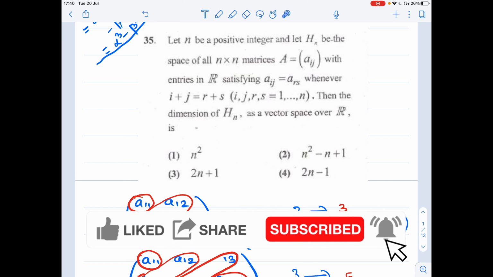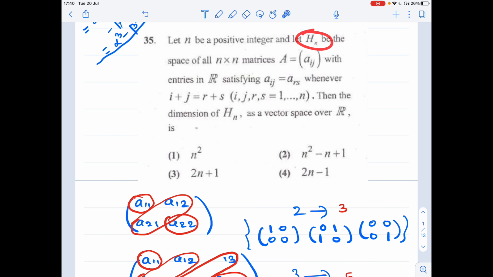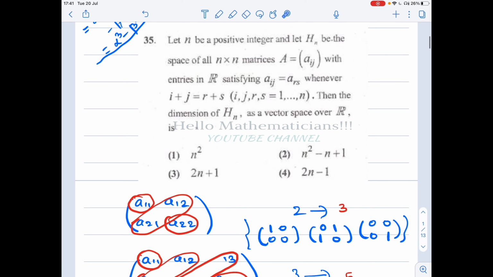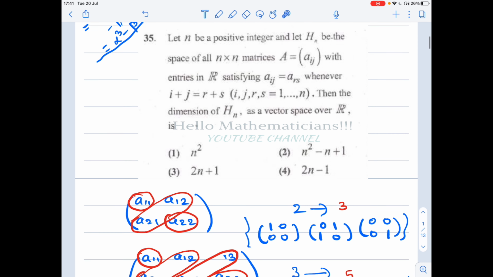Let n be a positive integer and we define the set Hn to consist of the matrices A equal to Aij satisfying Aij equal to Ars if i plus j equal to r plus s. Okay, so the matrix A satisfies the condition that two entries are equal if the sums of the indices are equal. Then this Hn forms a vector space, which you can verify, and we want to find the dimension of the vector space Hn.